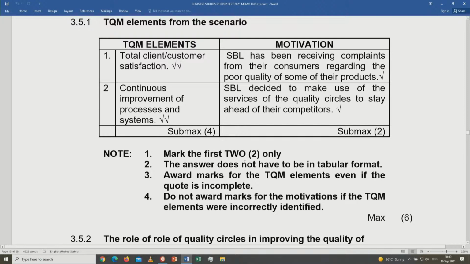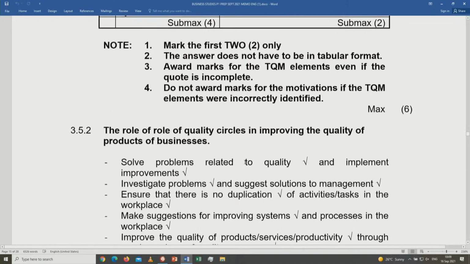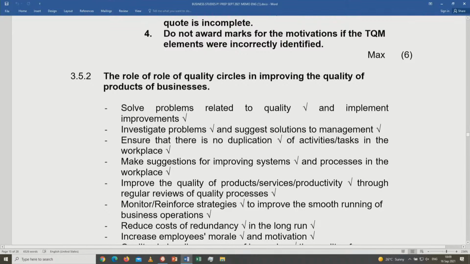And then you have question 6. Question 6 was about discussing the benefits of a good quality management system. It's a very common kind of question. The benefits, the advantages: solve problems related to quality and implement improvements. This is an advantage. It ensures that there is no duplication of activities or tasks in the workplace. It improves the quality of products and services through regular reviews of quality processes. So you can read through the responses.